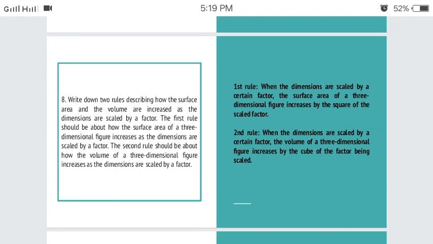First rule, when the dimensions are scaled by a certain factor, the surface area of the three-dimensional figure increases by the square of the scale factor. Second rule, when the dimensions are scaled by a certain factor, the volume of a three-dimensional figure increases by the cube of the factor being scaled.